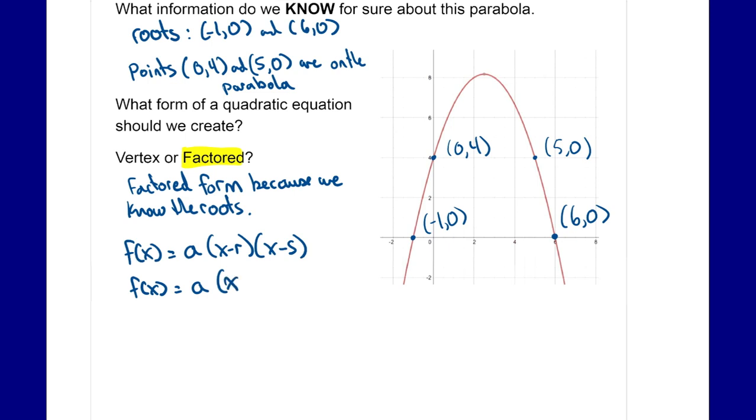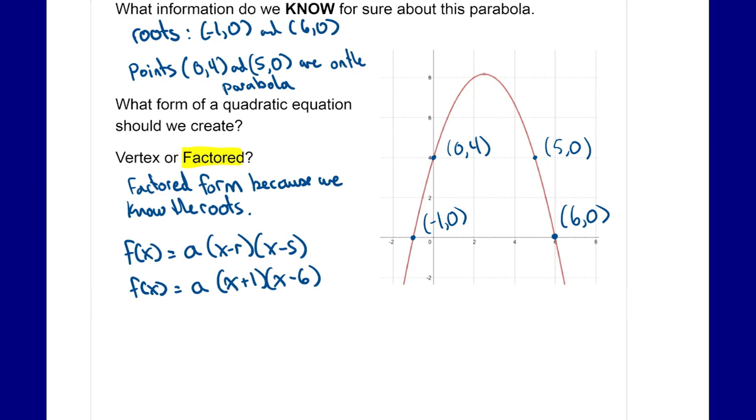I do know r. R comes from one of the x-intercepts, or -1. Again, it's the opposite of what we see. So if we see -1 as the actual root, it should be +1 in our equation. And similarly, if I see +6, it should be -6 in our function. So now I have the general form, with an r and an s. I am missing my a value, however. So I need to find my a value.